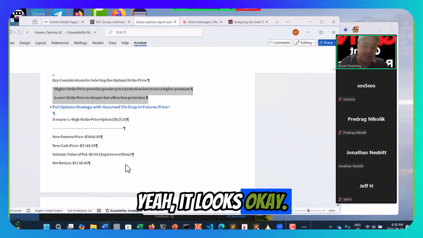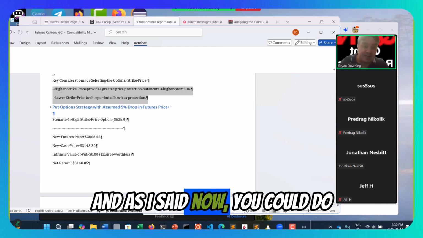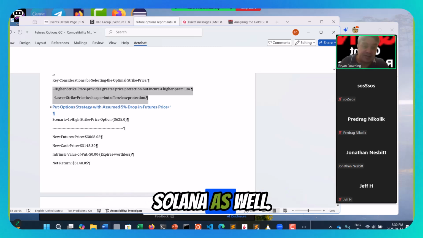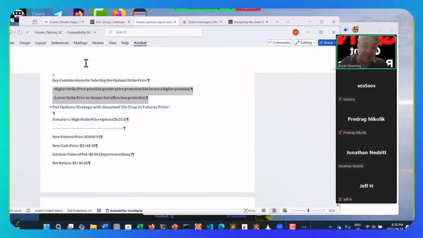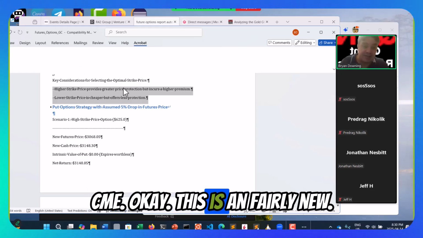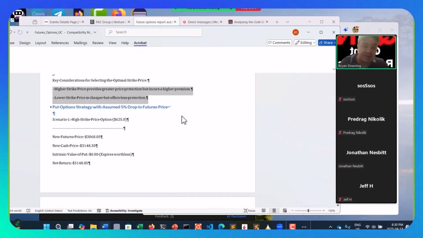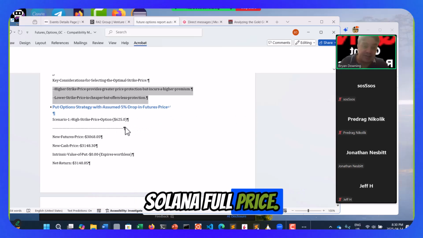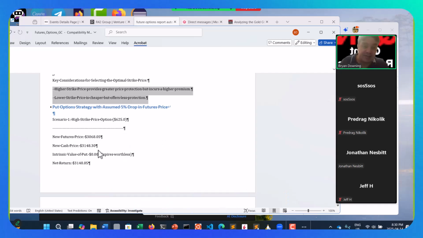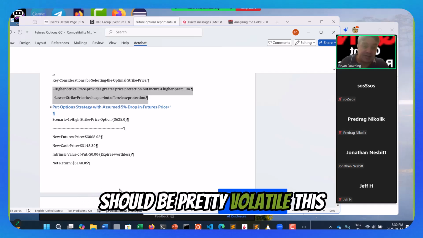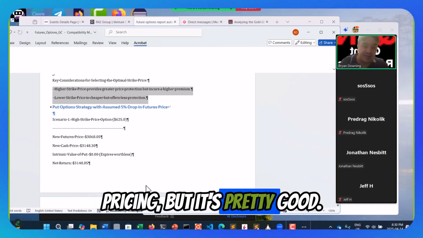Yeah, it looks okay. And as I said, now you could do Solana as well in the futures market on the CME. This is fairly new. I'm just looking at it. I think it's the Solana price, MSOL or just MSL, trying to see if I can see. This should be pretty volatile, this pricing, but it's pretty good.